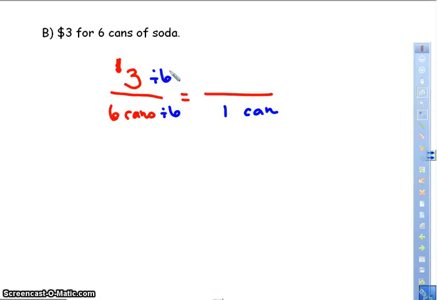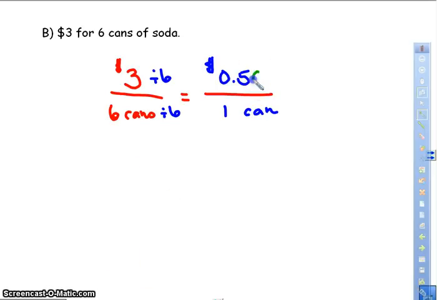So if I want 1 can, I know it's going to be less than $1 because I'm getting 6 cans for the price of $3. So you're not doing 6 divided by 3, you're doing 3 divided by 6. Plug that into your calculator, and you're going to get 0.5. Now, because this represents money, we know we can't leave it as 0.5. That doesn't make sense.